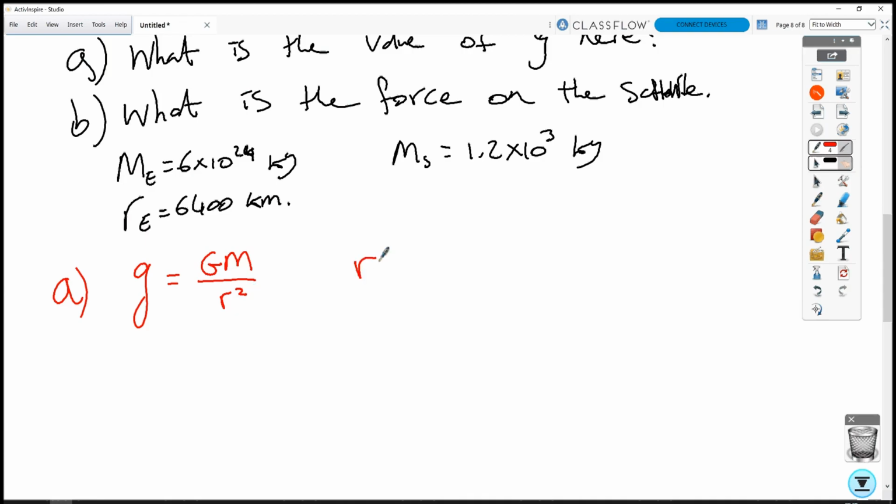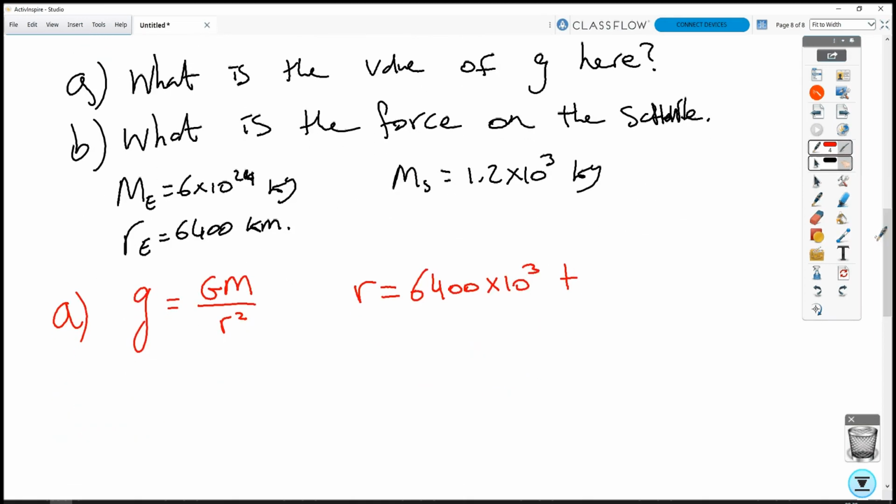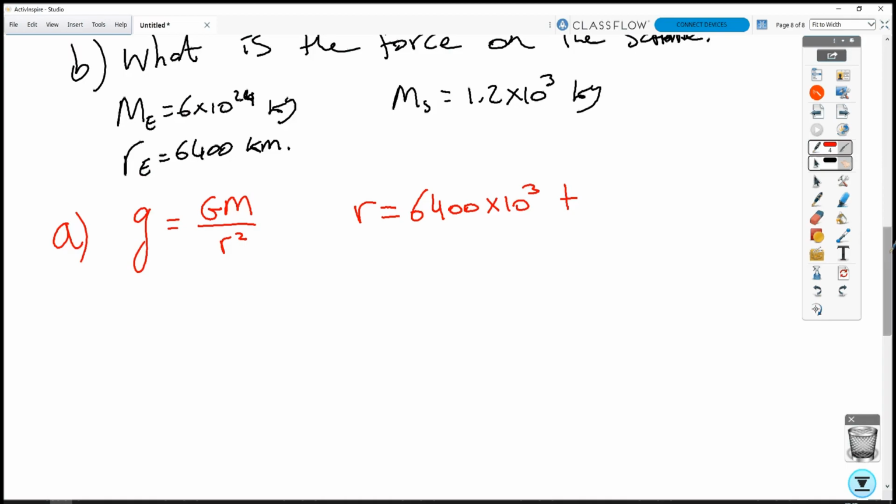So, R is equal to 6,400 times 10 to the 3 plus, if we go back, it's 2,000 kilometers above, plus 2,000 times 10 to the 3. That gives us a value of R equals 8,400 times 10 to the 3 meters.